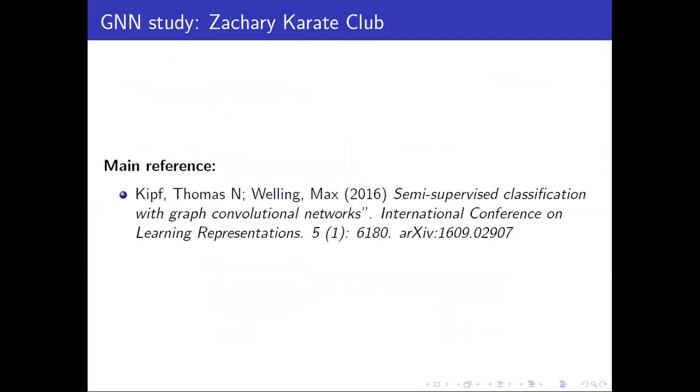Okay, now I really believe that the most important thing is to understand what we're doing. So I give you an example because I don't think that we can understand without an example. This is my feeling. And keep very close to you this reference, Kipf and Welling.